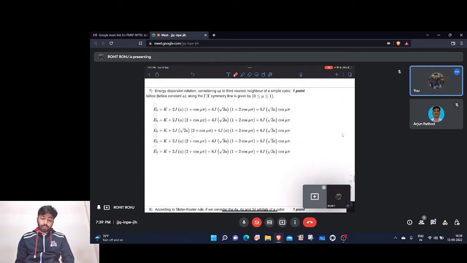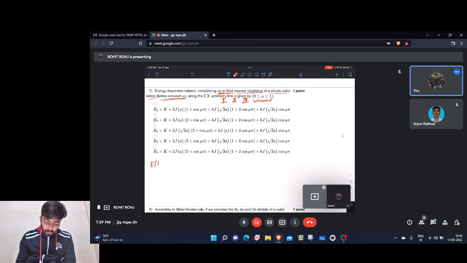Okay. Now question number 7, which says the energy dispersion relation considering up to the third nearest neighbors. So we are considering first, second and third, all 3 nearest neighbors of a simple cubic lattice. Now this time the lattice constant is mentioned along the gamma x symmetry line, and there's information provided: 0 less than mu less than 1. So let us write the 3 dispersion relations that we have derived in the above 3 questions together.